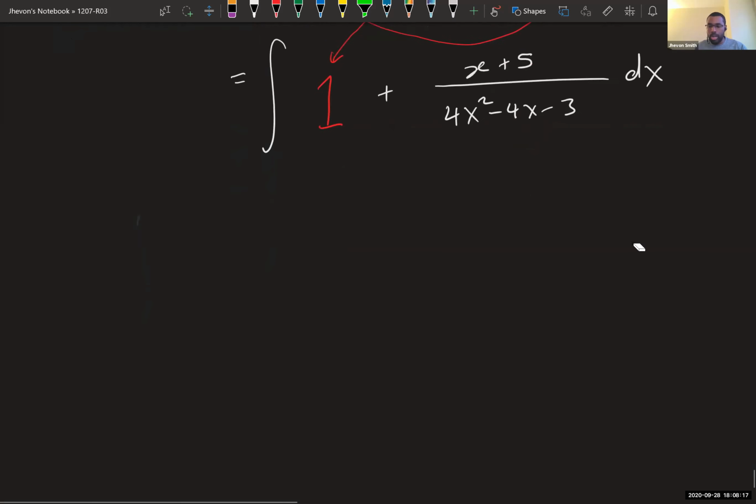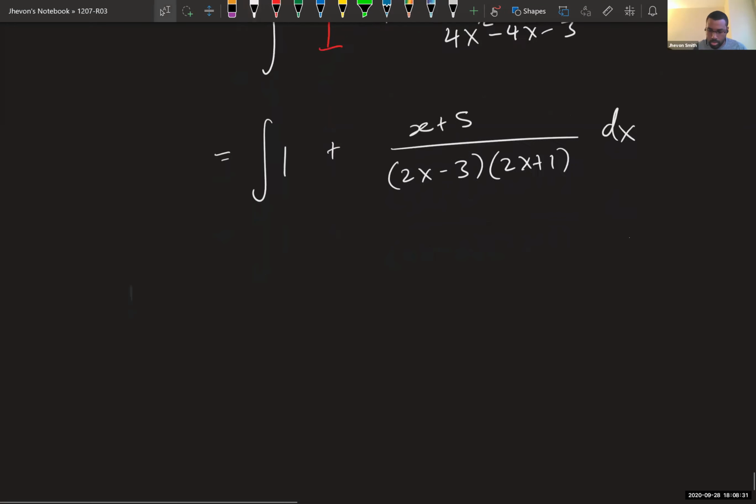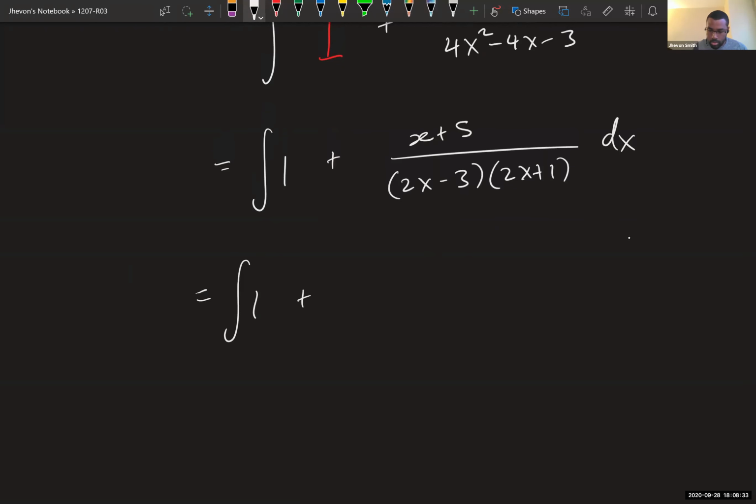Okay, so now we're here. Now what? I factored the denominator into 2x minus 3 and 2x plus 1, and then split that up into partial fractions. So I had A over 2x minus 3 plus B over 2x plus 1. And what are the numerators here? A, I got to be 13/8 and B, negative 9/8.